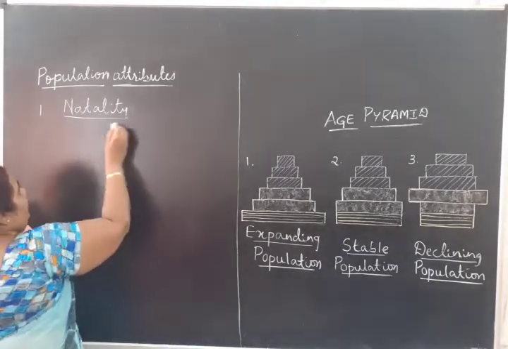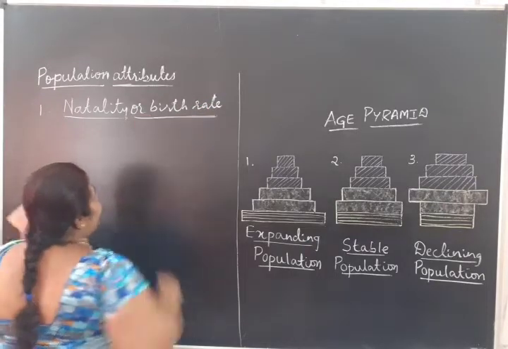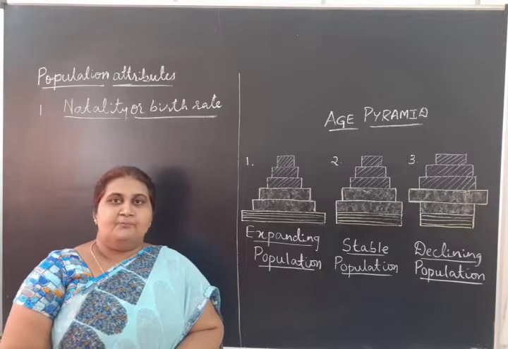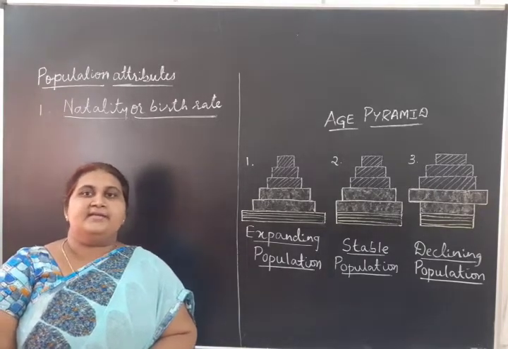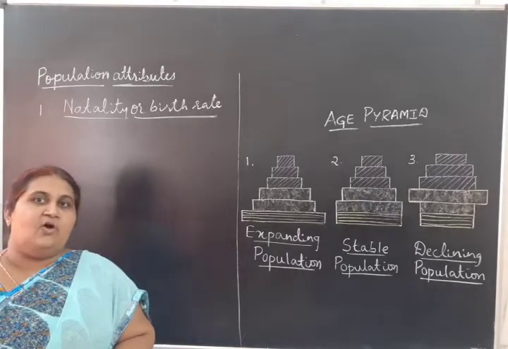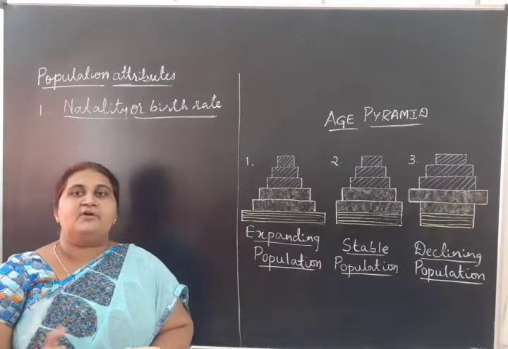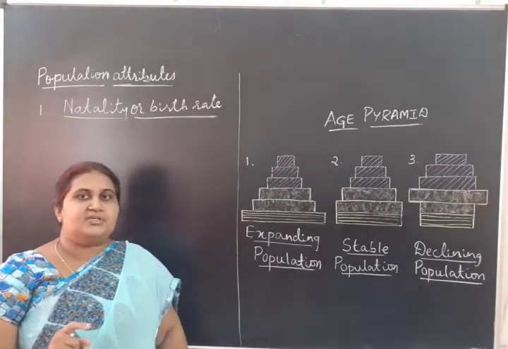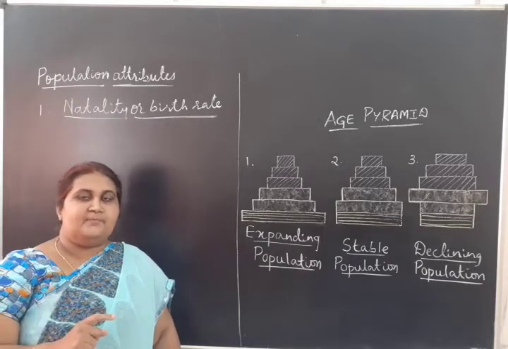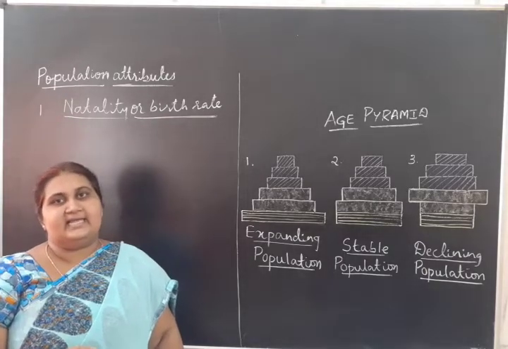Natality is also known as birth rate. It is the rate of production of new individuals per unit of population through birth, hatching, germination or vegetative propagation. Natality is defined as rate of production of new individuals per unit of population per unit time. How? It is through birth, hatching or vegetative propagation or germination. So that is the definition of birth rate, natality.